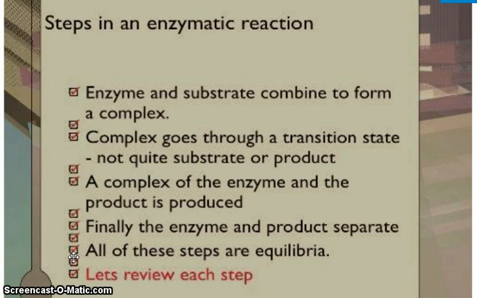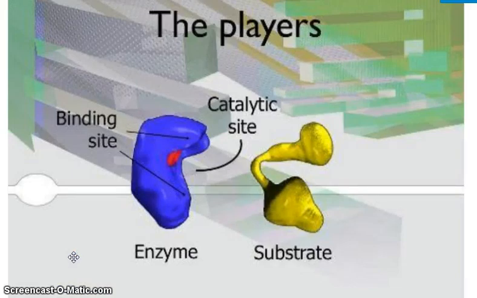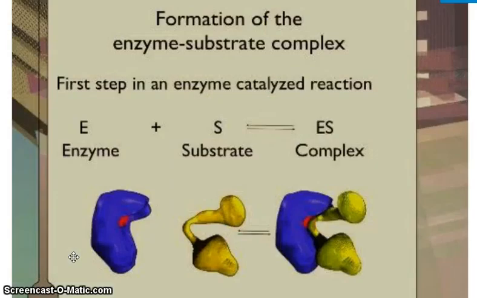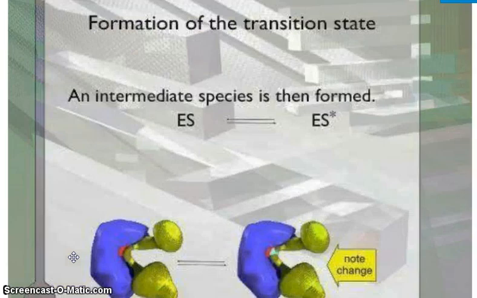Let's review each step. You can see the players: binding site, catalytic site, enzyme, and substrate. Formation of the enzyme-substrate complex is the first step in the enzyme-catalyzed reaction, the ES complex. Now comes formation of the transition state, and an intermediate species is then formed.